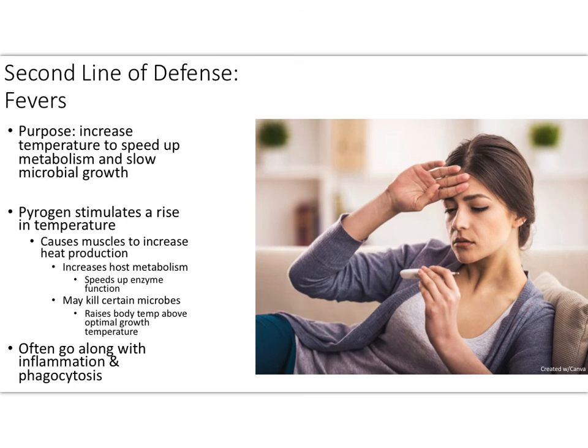Along with inflammation and phagocytosis often comes a fever. Not always, but oftentimes. The purpose of a fever is to increase the temperature of the body, either the entire body or a specific location in the body, so that metabolism will speed up and microbial growth will be slowed. So sometimes when we have a rather large infection that is spreading throughout our body, our entire body will increase in temperature, which will help speed up our own metabolic reactions and oftentimes help slow down the growth of the microbe.